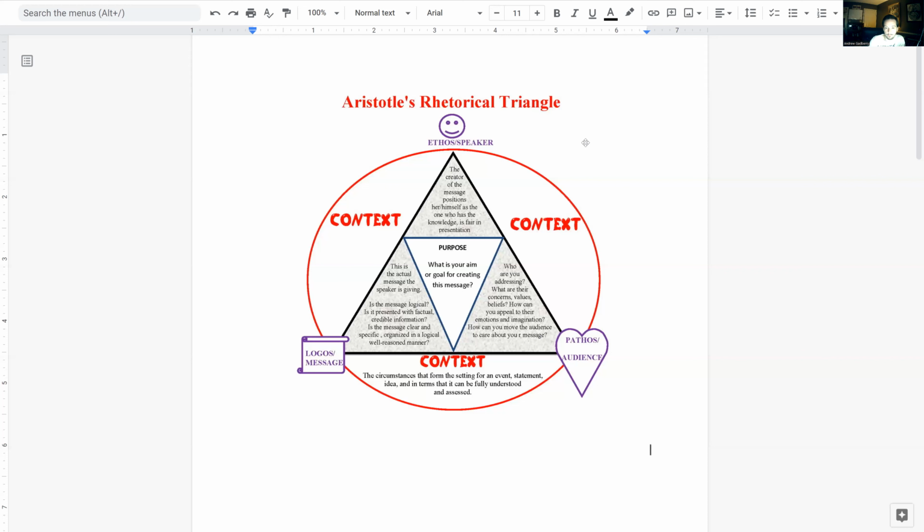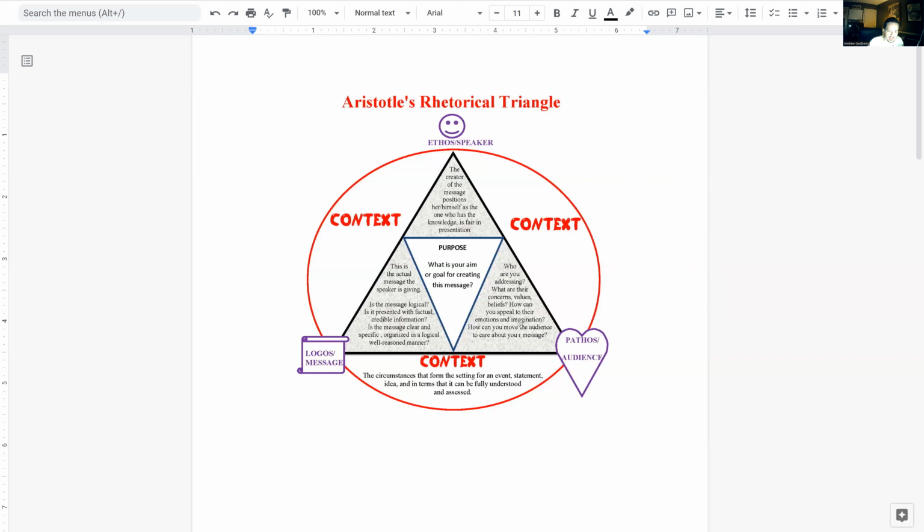So here, the creator of this graphic says that the speaker is the creator of the message, positions her or himself as the one who has the knowledge, is fair in presentation. Okay, that's getting into the ethos. So not the most awesome of descriptions, but this is the best graphic I could find on Google. And so the speaker is bringing that sort of desire or agenda to the text.